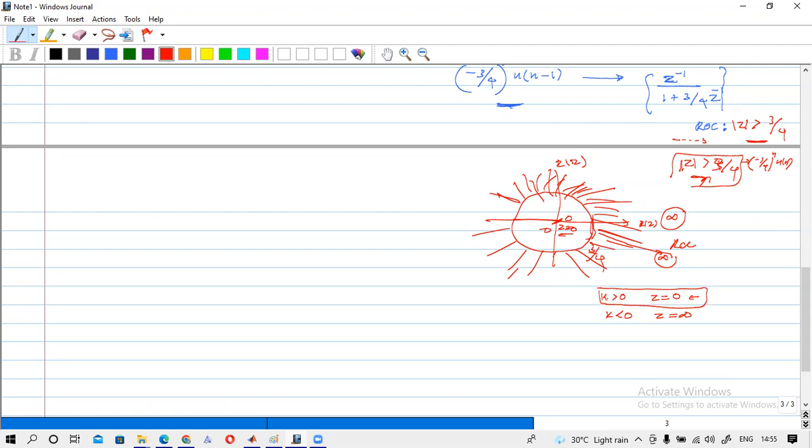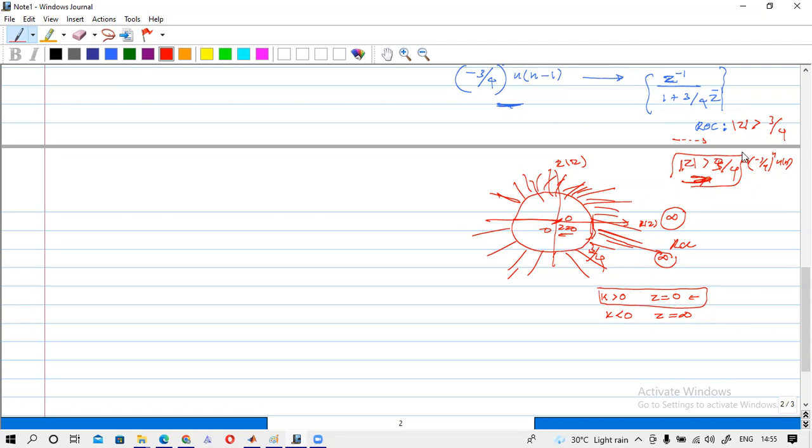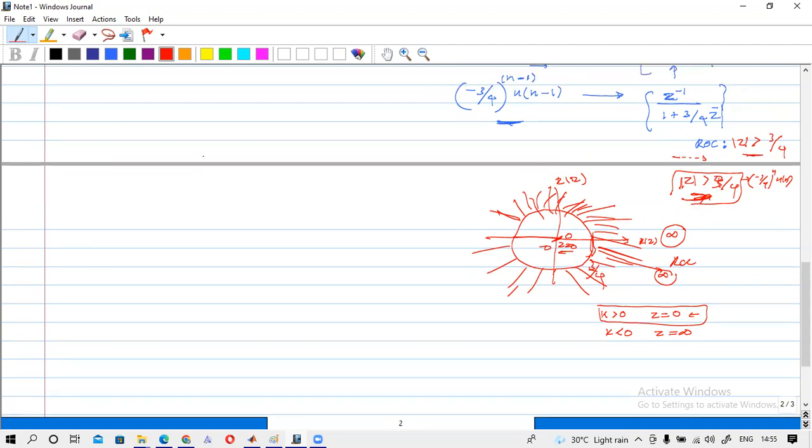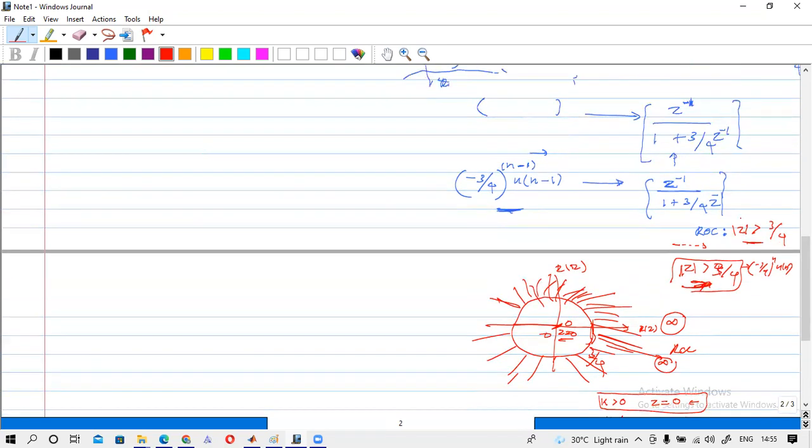K here is greater than 0, so Z equals 0 will not be in the ROC. It is already not in the ROC region of our original signal, so the same ROC will be there. I hope you get it. If you have any doubt, you can ask me.